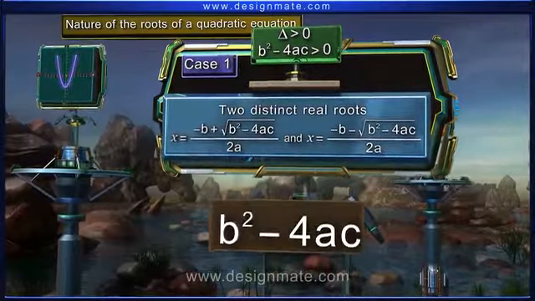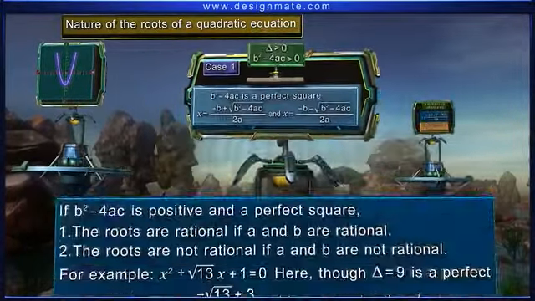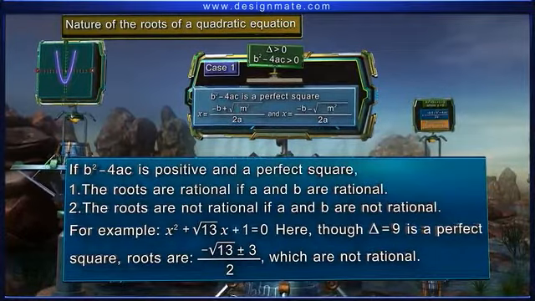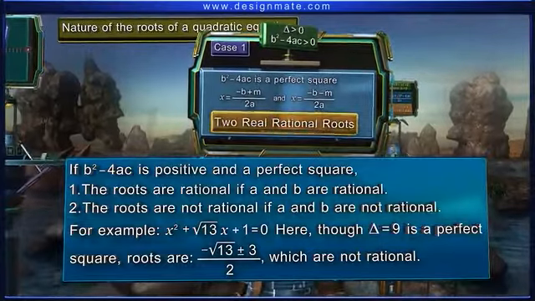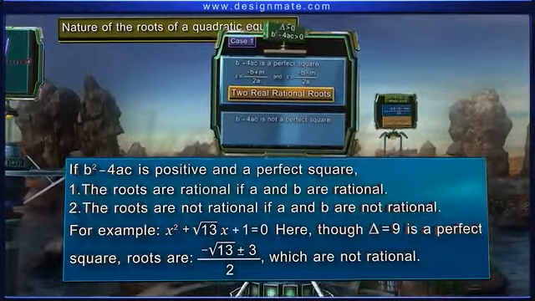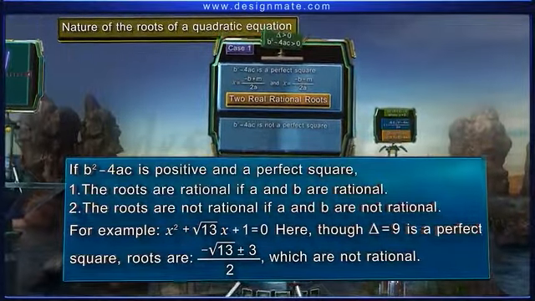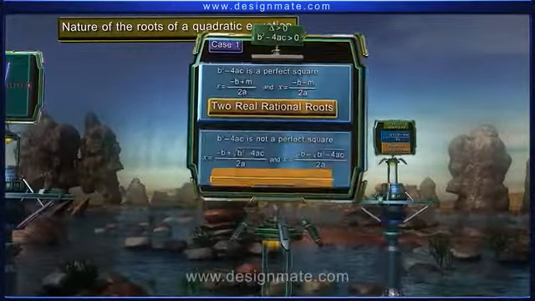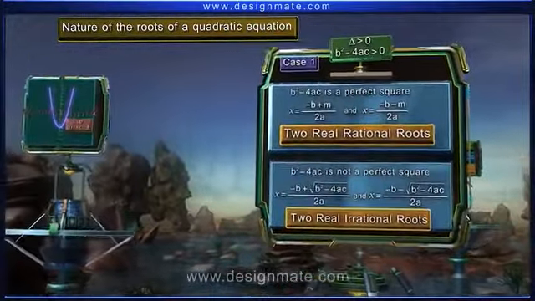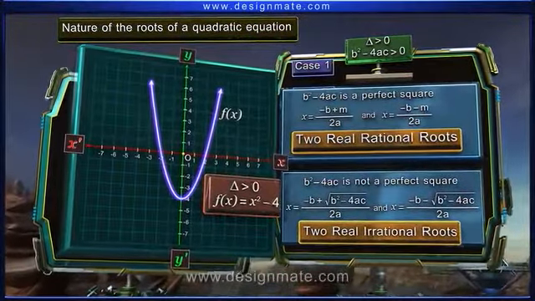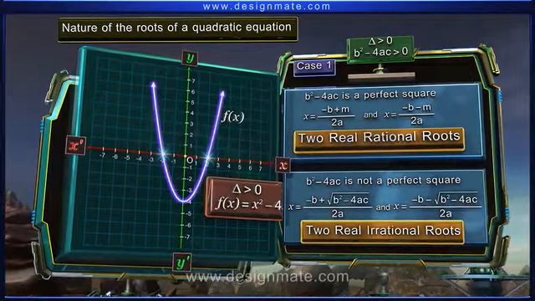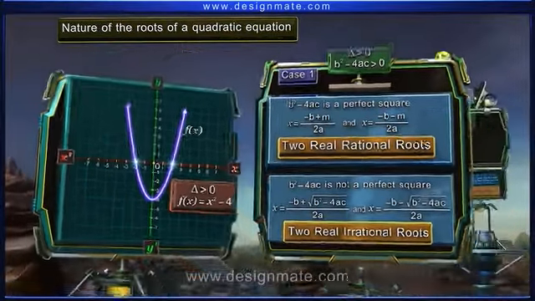Again, if b square minus 4ac is a perfect square, say m square, then the square root would be number m, which will give us two real rational roots. If b square minus 4ac is not a perfect square, then the quadratic equation has two distinct real irrational roots. Visualizing this implies that the parabola will intersect the x-axis at two distinct points.